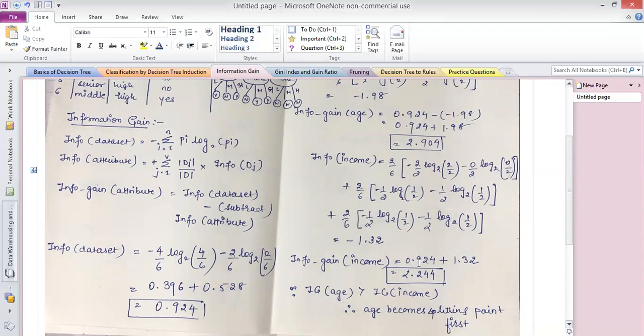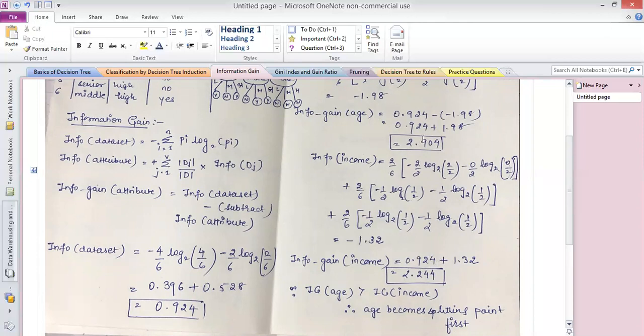So again, for income, 0.924 is the value of the data set minus the info income. Why have I written plus here? Because minus is going to be plus. I hope you understand that. You add the value here. Okay. So whatever values. Now, since this value will be different, you verify what the answer is.